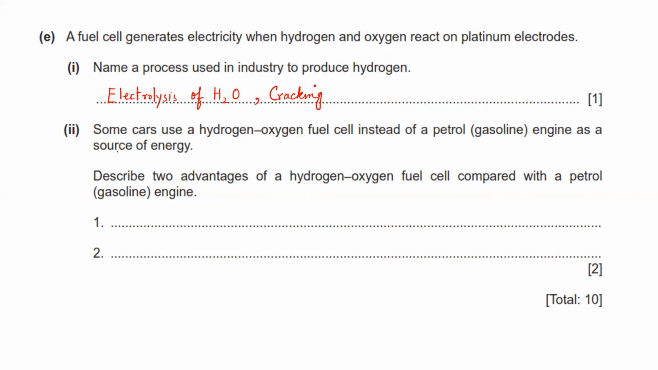Then part two, it says some cars use hydrogen oxygen fuel cell instead of petrol or gasoline engine as a source of energy. Describe two advantages of a hydrogen oxygen fuel cell compared to a petrol or gasoline engine. The best advantage is that the byproduct or exhaust or waste is water, which is non-pollutant, environment friendly.